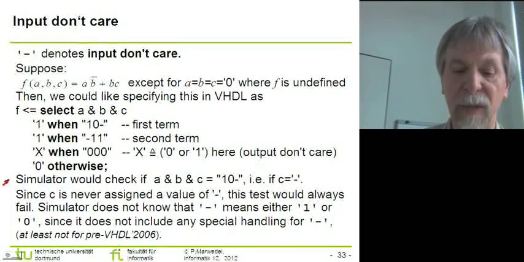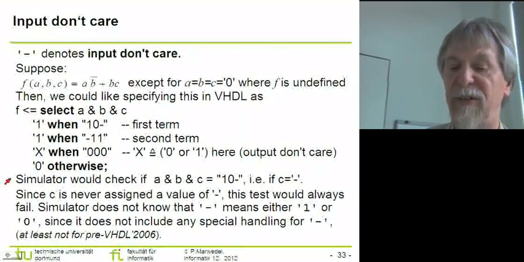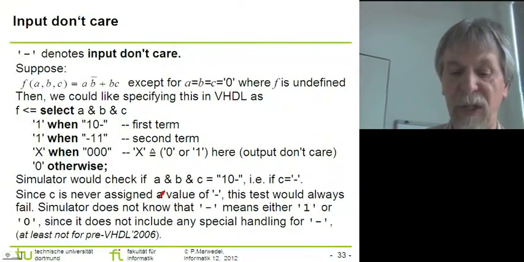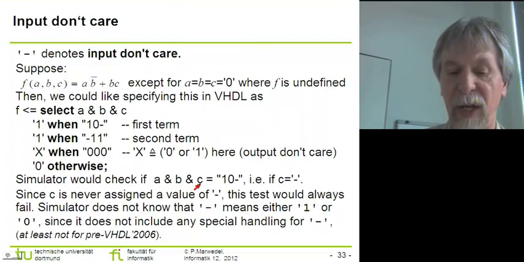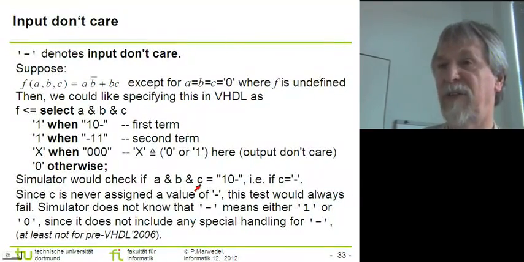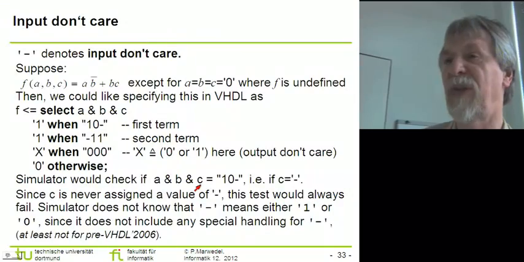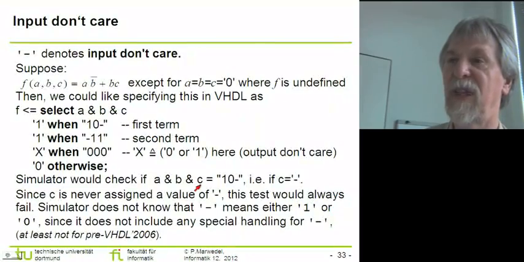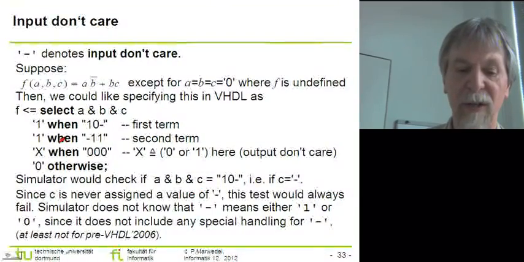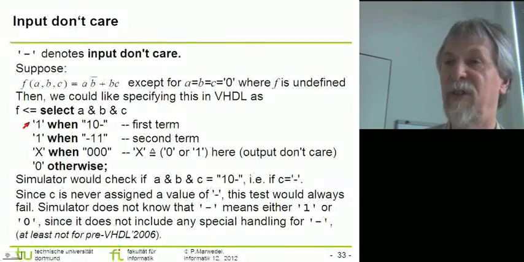So the question is, will this work as intended? Well, it will not, because the simulator will check, for example for the very first row, if a has a value of 1, if b has a value of 0, and it will check if c has a value of minus, which is just one of the possible values in a VHDL system. Now, we will never assign to c a value of minus. So this last test will always be false, and that means we will never meet this condition over here.